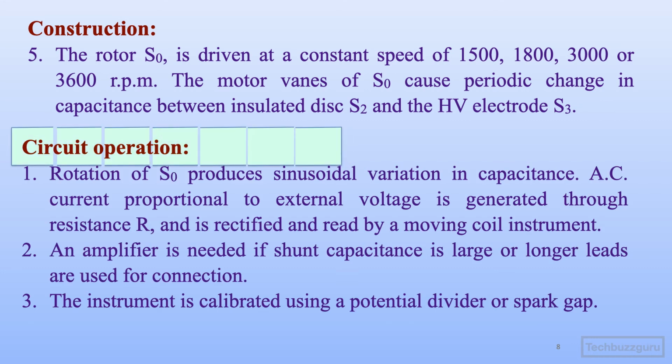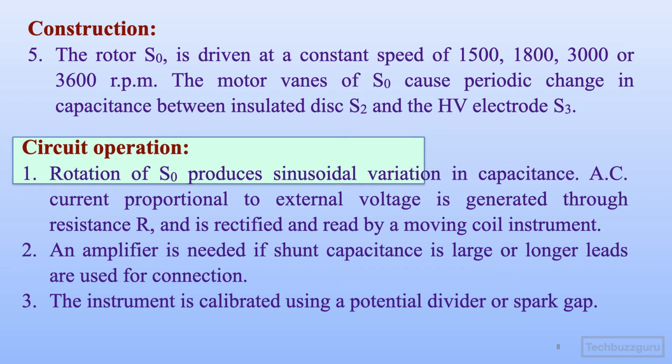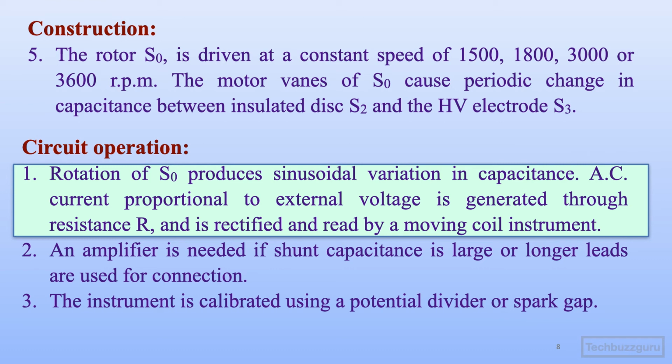Let us now move ahead and check the circuit operation. First and foremost, we have to understand that the rotation of the vanes on rotor S0 produces a sinusoidal variation in capacitance. The resulting AC current proportional to the external voltage would be generated through resistance R, and will be rectified and read by a moving coil instrument.